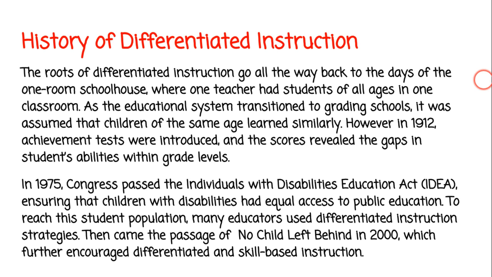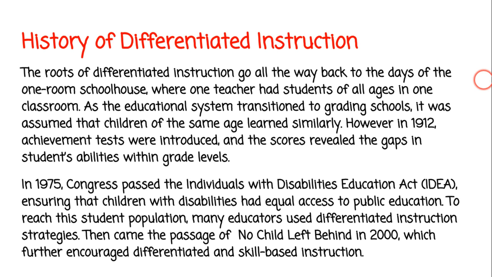The roots of differentiated instruction go all the way back to the days of the one-room schoolhouse, where one teacher had students of all ages in one classroom. As the educational system transitioned to graded schools, it was assumed that children of the same age learned similarly. However, in 1912, achievement tests were introduced, and the scores revealed the gaps in students' abilities within grade levels.